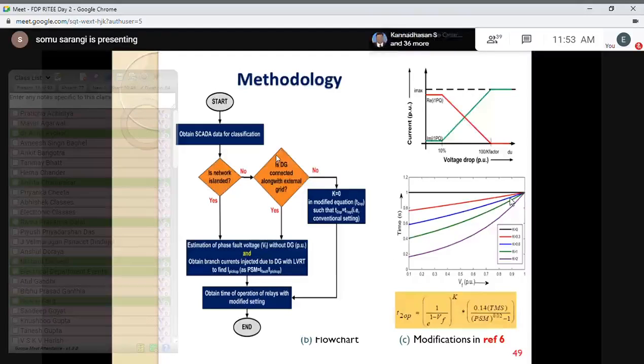So what we have done: first we have taken the SCADA data. Is the network islanded? If yes, then we go for the next step, estimation of the fault voltage VF without DG, and obtain the branch current injected due to DG with LVRT, and obtain the time of operation of the relays with a modified setting. If no, then is the DG connected along with the external grid? If yes, then again you have to go for this calculation. If no, then k is equal to 0, and the TOP will be the conventional setting.